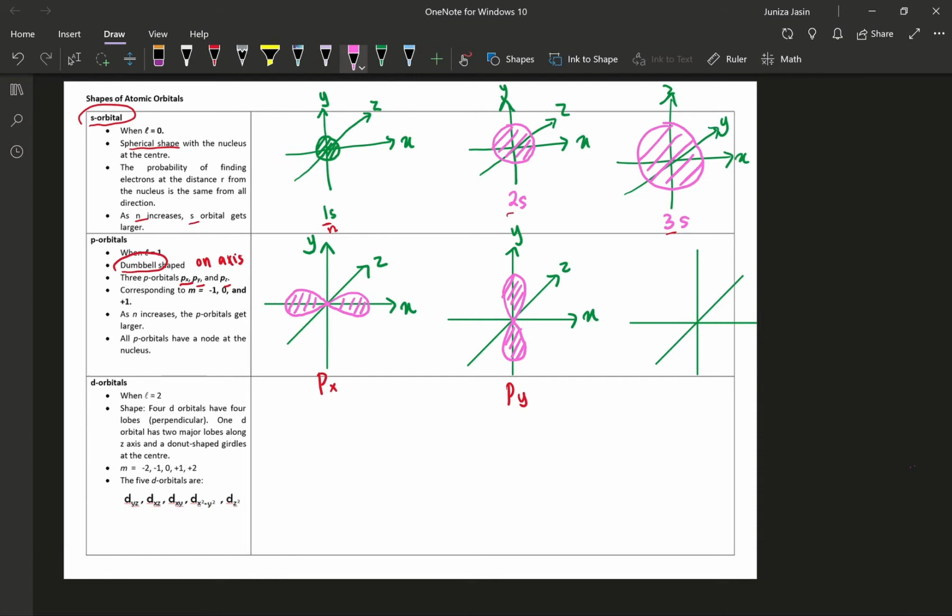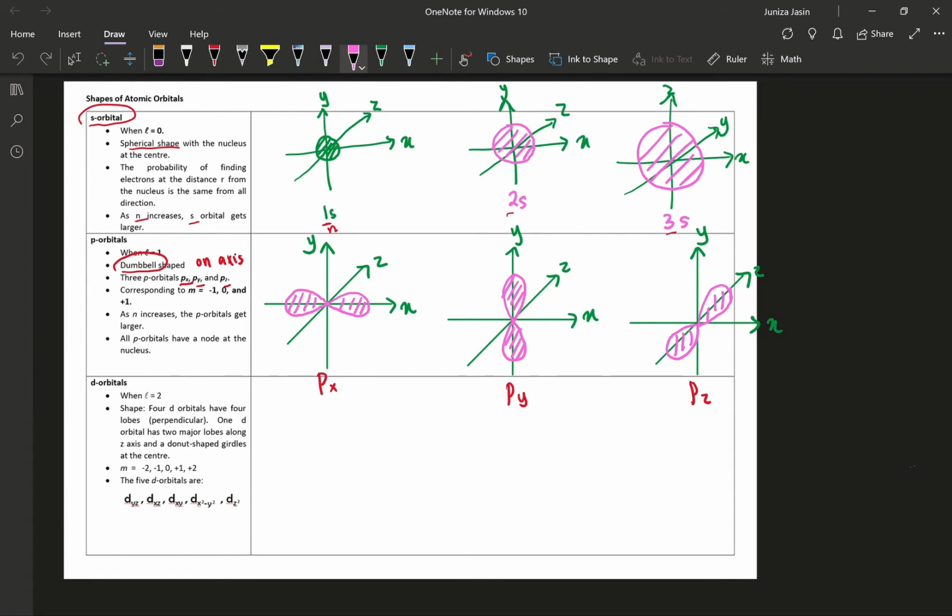And then, last one, the shape for P orbital is PZ. So, we need to draw on the Z axis. Okay, so this is X, Z and Y. So, over here is the Z axis. So, kita draw dumbbell shape. Okay, siap drawing untuk P orbitals. Ingat P orbital ada 3 orientation of shape dia: PX, PY, PZ, and you have to draw the dumbbell shape on the axis.